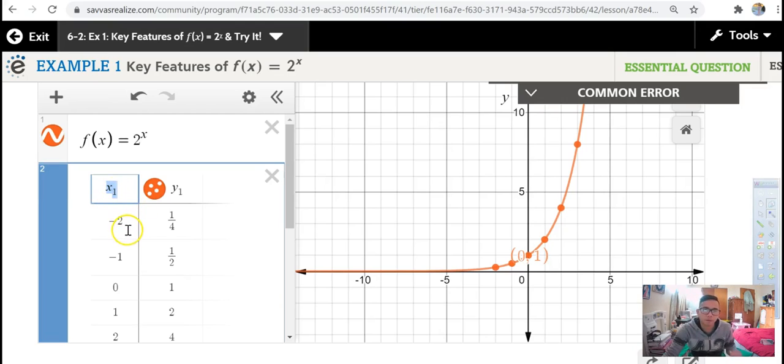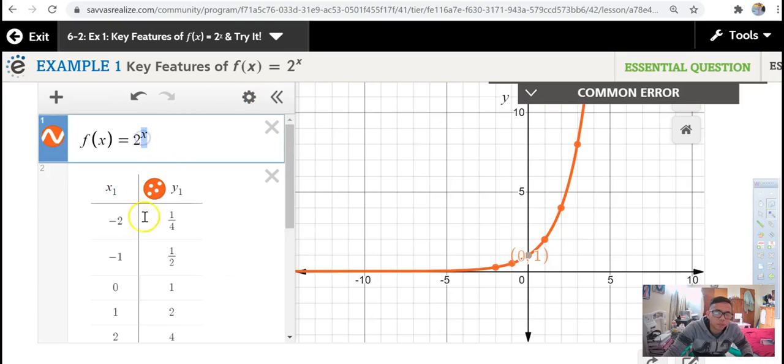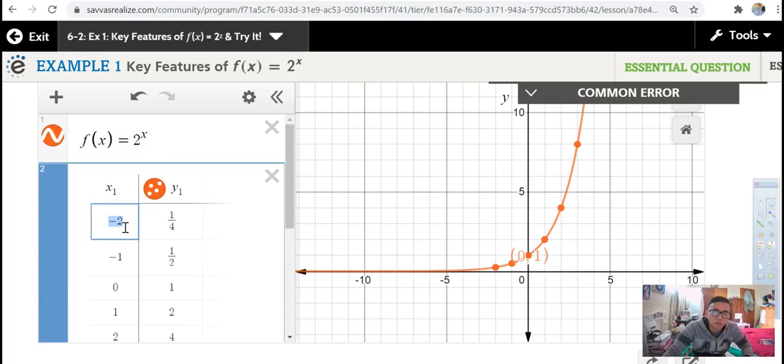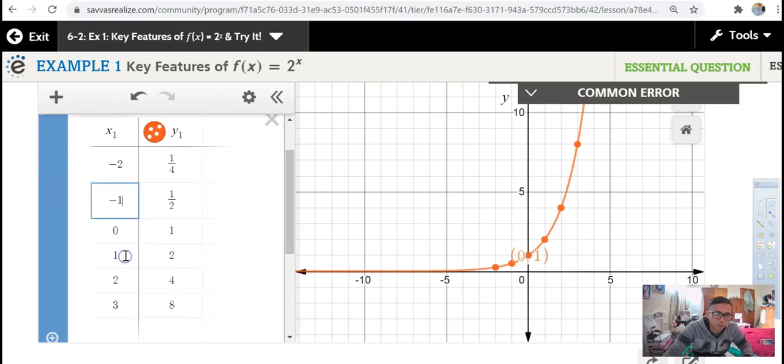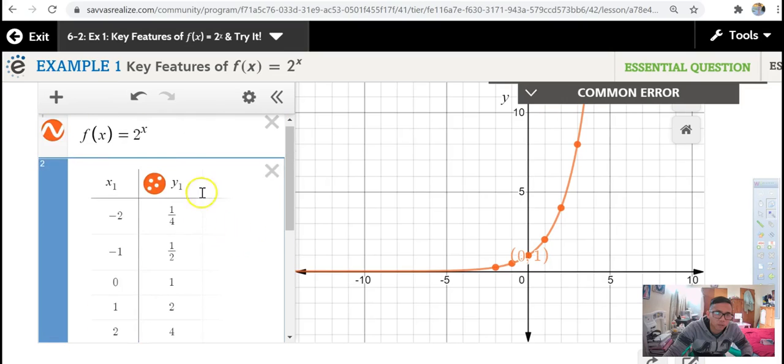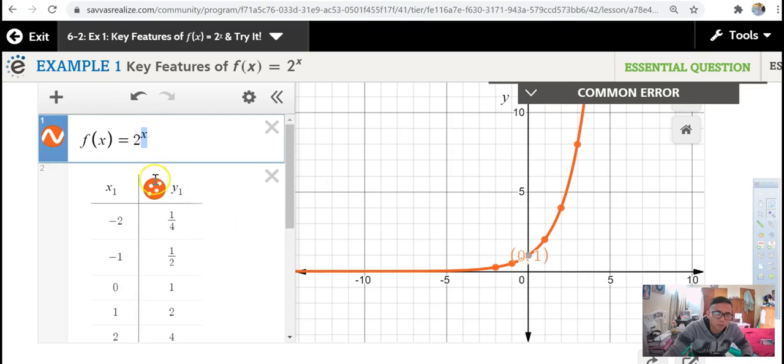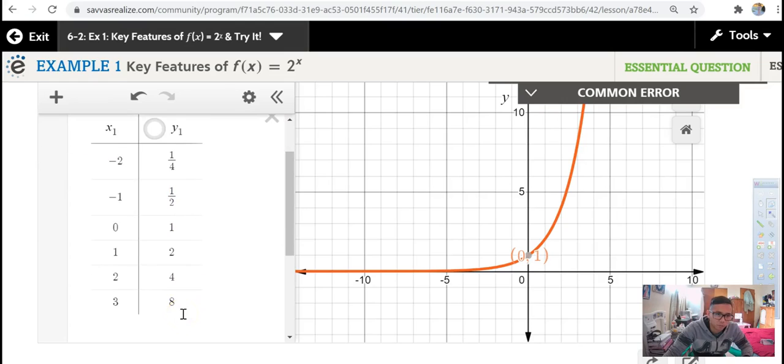So any real number, you can put in the values of x, and then plug them in as an exponent here. So we have negative 2, negative 1, 0, 1, 2, 3. When you plug that in, it will give you the value of y, which is 1/4, 1/2, 1, 2, 4, and 8.